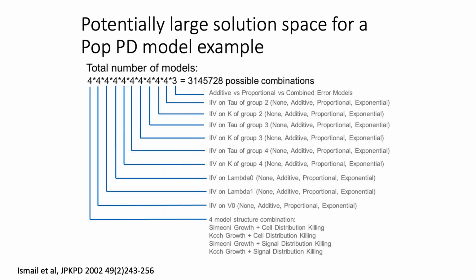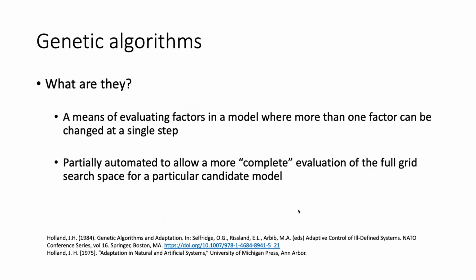So perhaps a way to search that space of models a little more fully without doing an exhaustive search, and without the limitations of a stepwise search that would search a very, very small fraction of these, one might consider evolutionary algorithms.